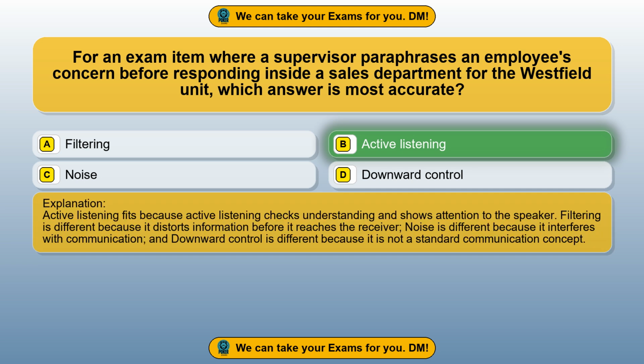Active listening fits because active listening checks understanding and shows attention to the speaker. Filtering is different because it distorts information before it reaches the receiver.